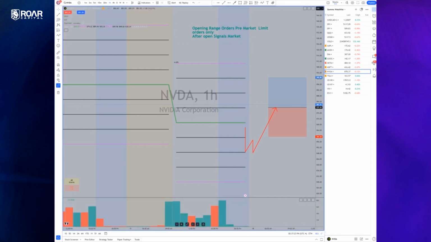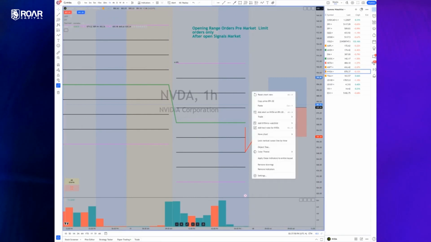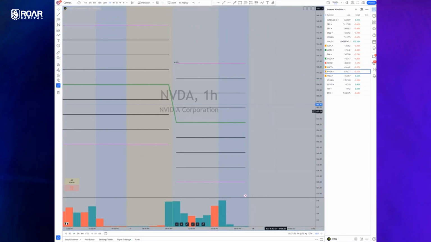And every morning you'll see I'll post something like this. If it's yellow, it means I expect the market to be rotational between the 1 and the 2 bands. If it's yellow, I expect the market to open and do something like this, or some variation of that. That would be a yellow type of day.